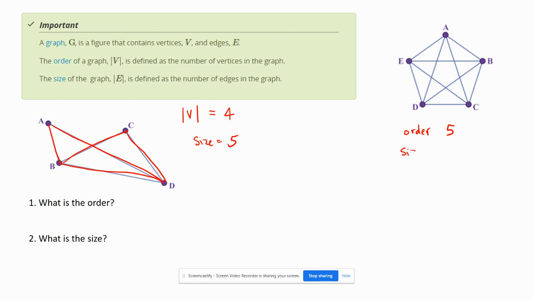And then the size is essentially, like in geometry, we call these diagonals. So all the diagonals, 1, 2, 3, 4, 5, but then you have to also include the sides, which there's 1, 2, 3, 4, 5. So the size would be 10.